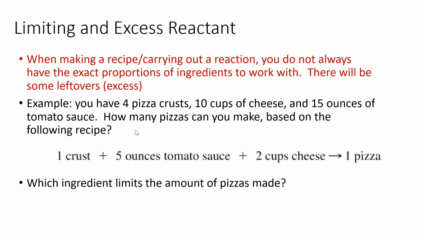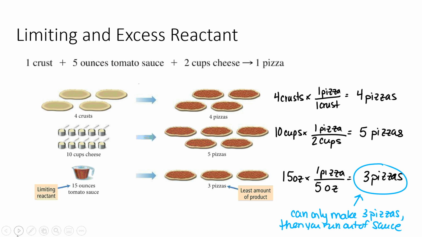So let's look at this scenario. We've got a recipe here for making a pizza, and we look around the kitchen, we see that there's 4 pizza crusts, 10 cups of cheese, and 15 ounces of sauce. So you want to figure out how many pizzas we can make using this recipe. One way you can think about this is you can imagine, well, what would happen if I used up all the crusts? So I have 4 crusts and I need 1 crust per pizza. So I have enough crusts to make 4 pizzas.